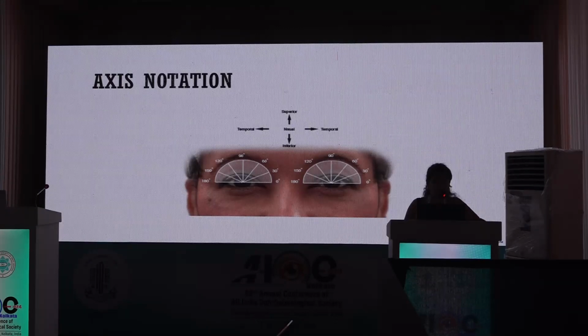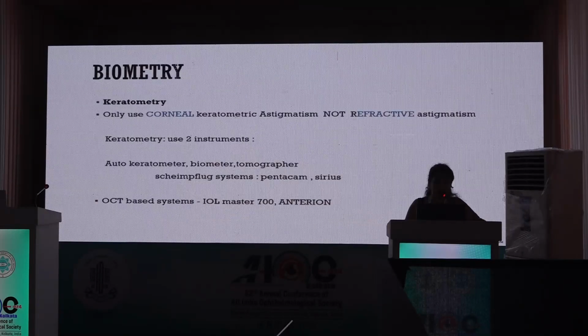Another concept to remember is the axis notation. So here it starts from the left eye laterally, that will be 0 to 180, and then in the right eye it will be nasally starting 0 to 180.